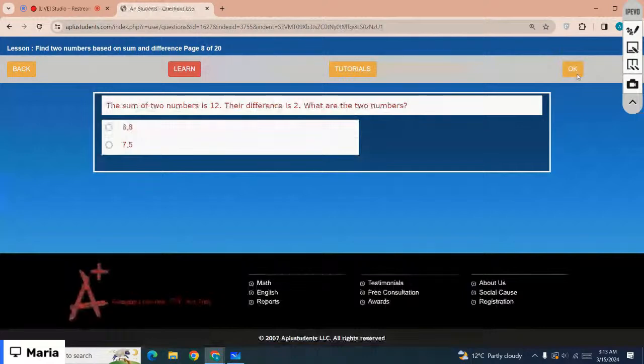Okay, the sum of two numbers is 12. Their difference is 2. What are the two numbers? So, which two numbers when added make 12 and when subtracted make 2? Which is the correct option? Yes, very good. They are 7 and 5. When you add them, they make 12 and when you subtract them, they make 2.